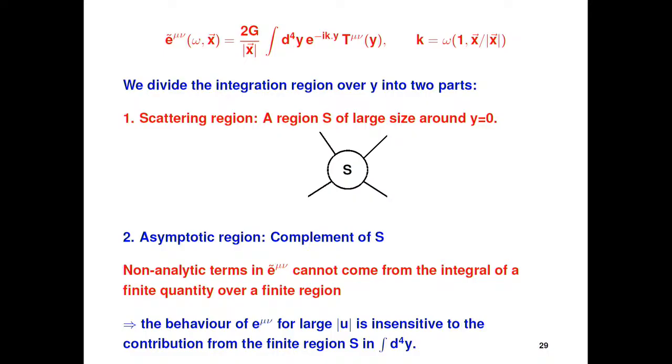What do you get here? The omega dependence is through k, so you will start getting factors of y, it will pull down factors of y. But however many factors of y you pull down, if you are integrating over a finite region, it is always a finite answer. Even with y to the 100, y is integrated over a finite region, so that is a finite answer. So, these cannot give non-analytic terms. The non-analytic terms have to come from the region outside the scattering region.